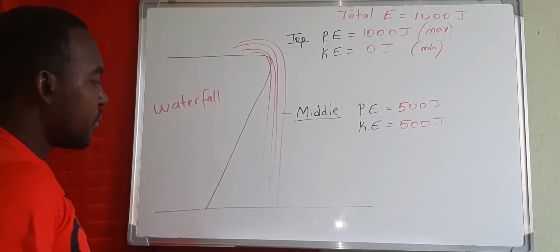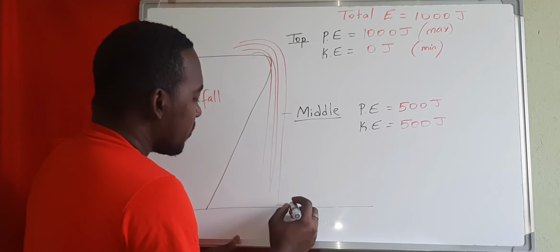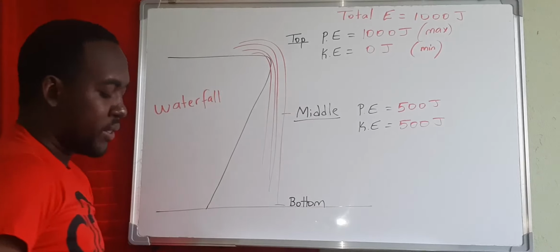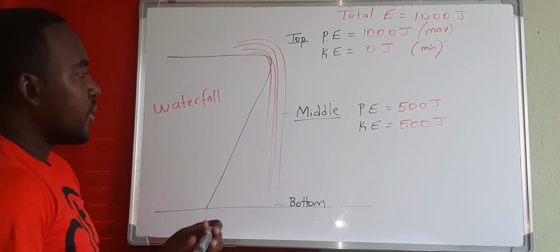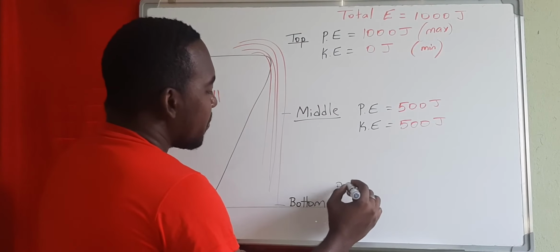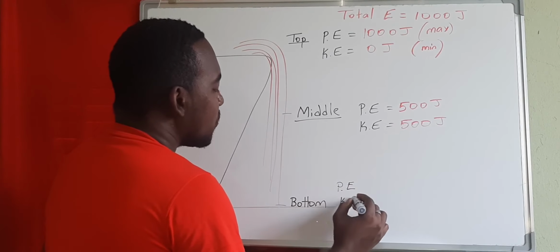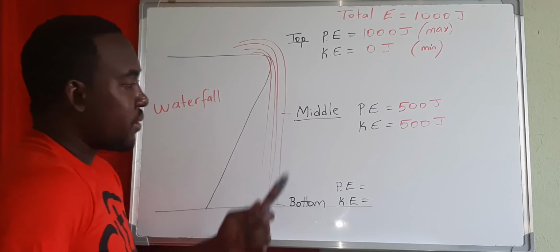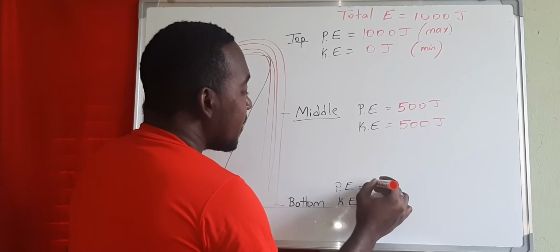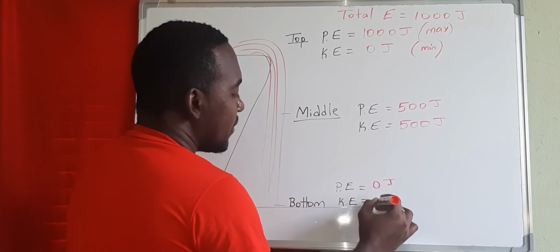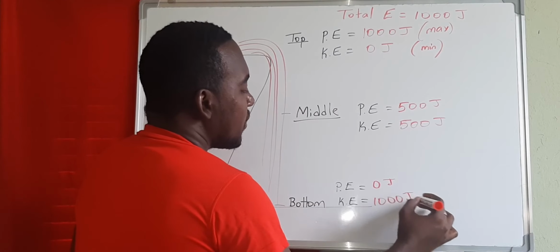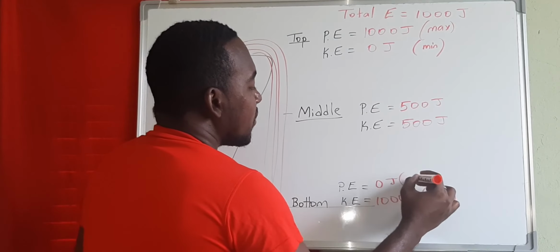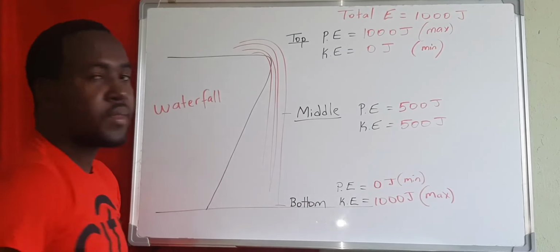And then at the bottom, where the water is touching the ground, we remember that PE is only present when it's above the ground. So now since the water is touching the ground, PE is 0 joules, and KE would be 1,000. So that's our max, and PE here would be at its min.